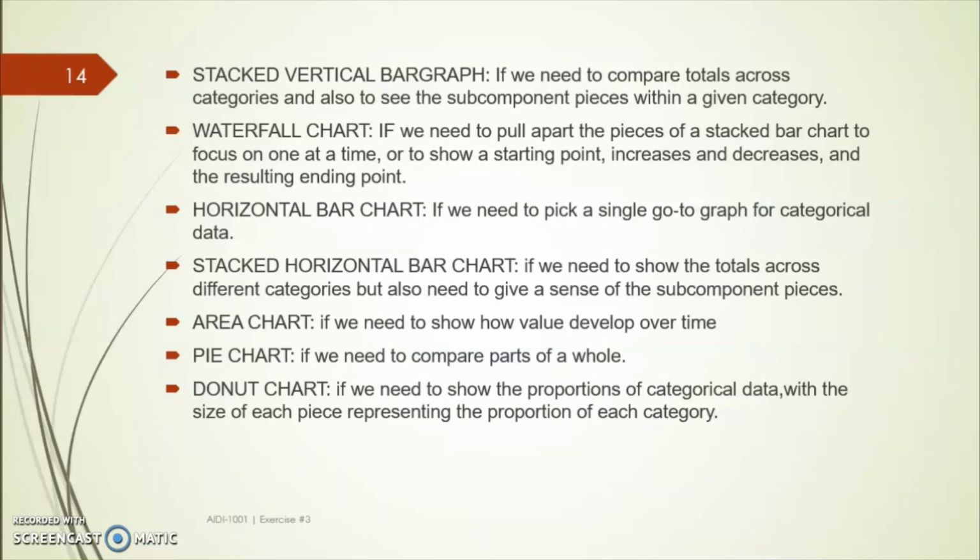The next one is a pie chart. It can be used if we need to compare parts of a whole. The last one which we can use is a donut chart. It can be used if we need to show the proportions of categorical data, with the size of each piece representing the proportion of each category.